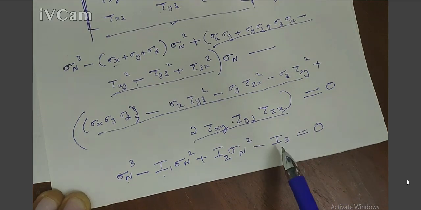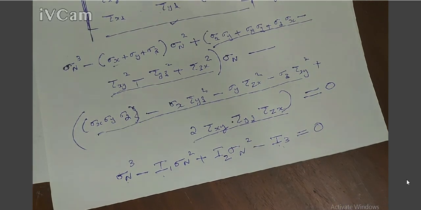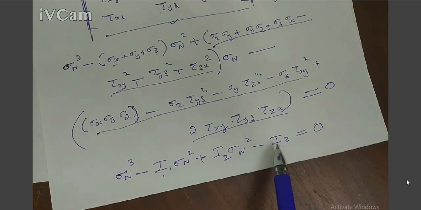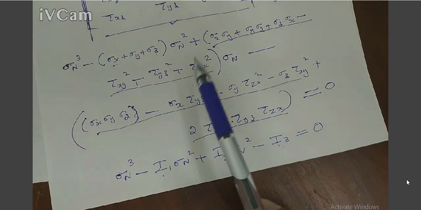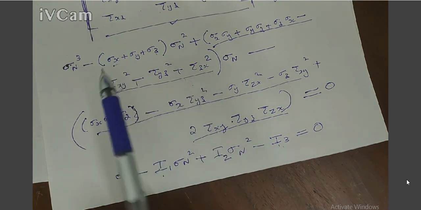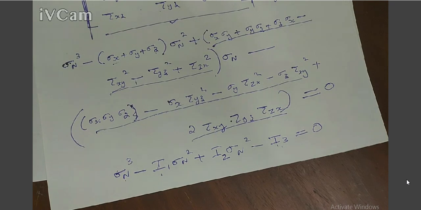This is the constant, represented as I3. So we reduce this into this equation, where I1, I2, I3 are called stress invariants. This equation is known as the characteristic equation of principal stress. This cubical equation is called the characteristic equation of principal stress.